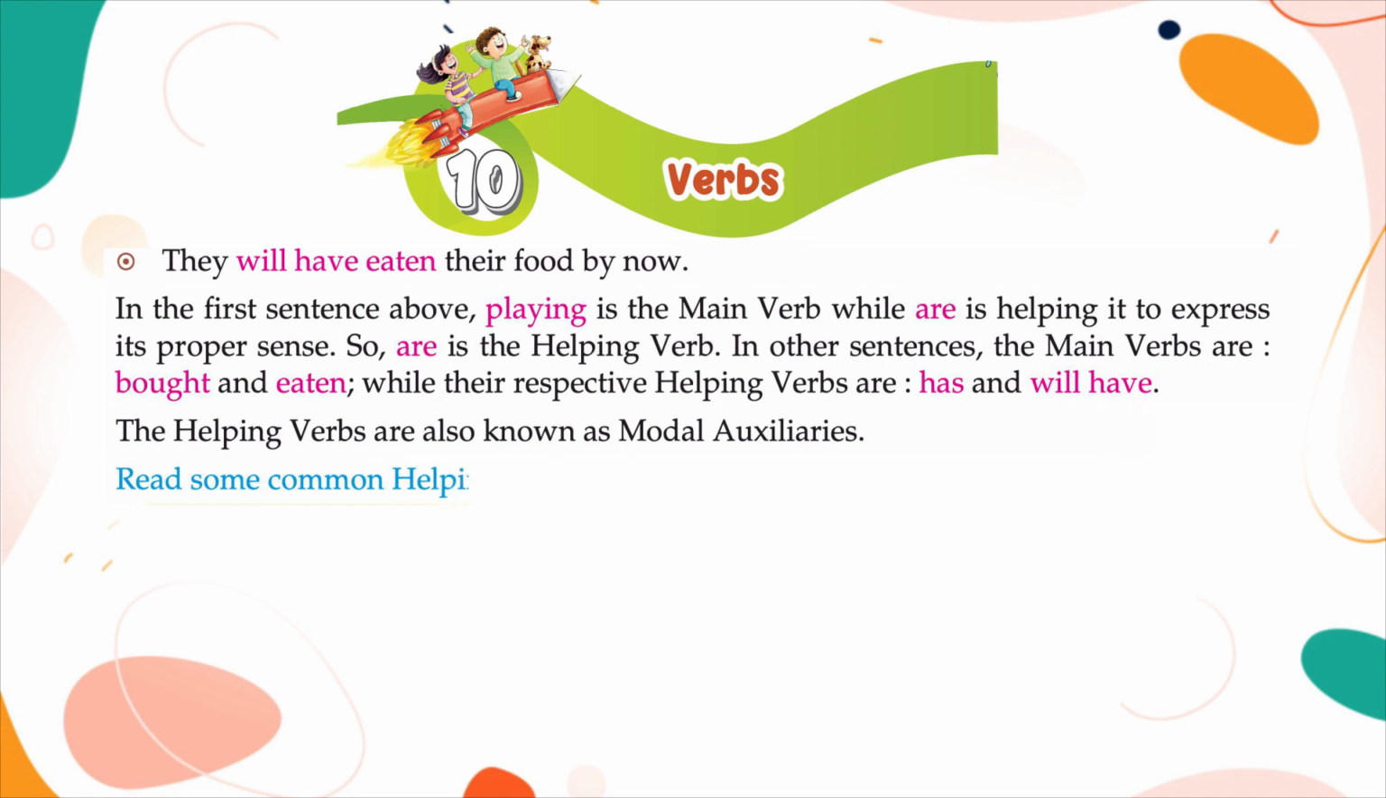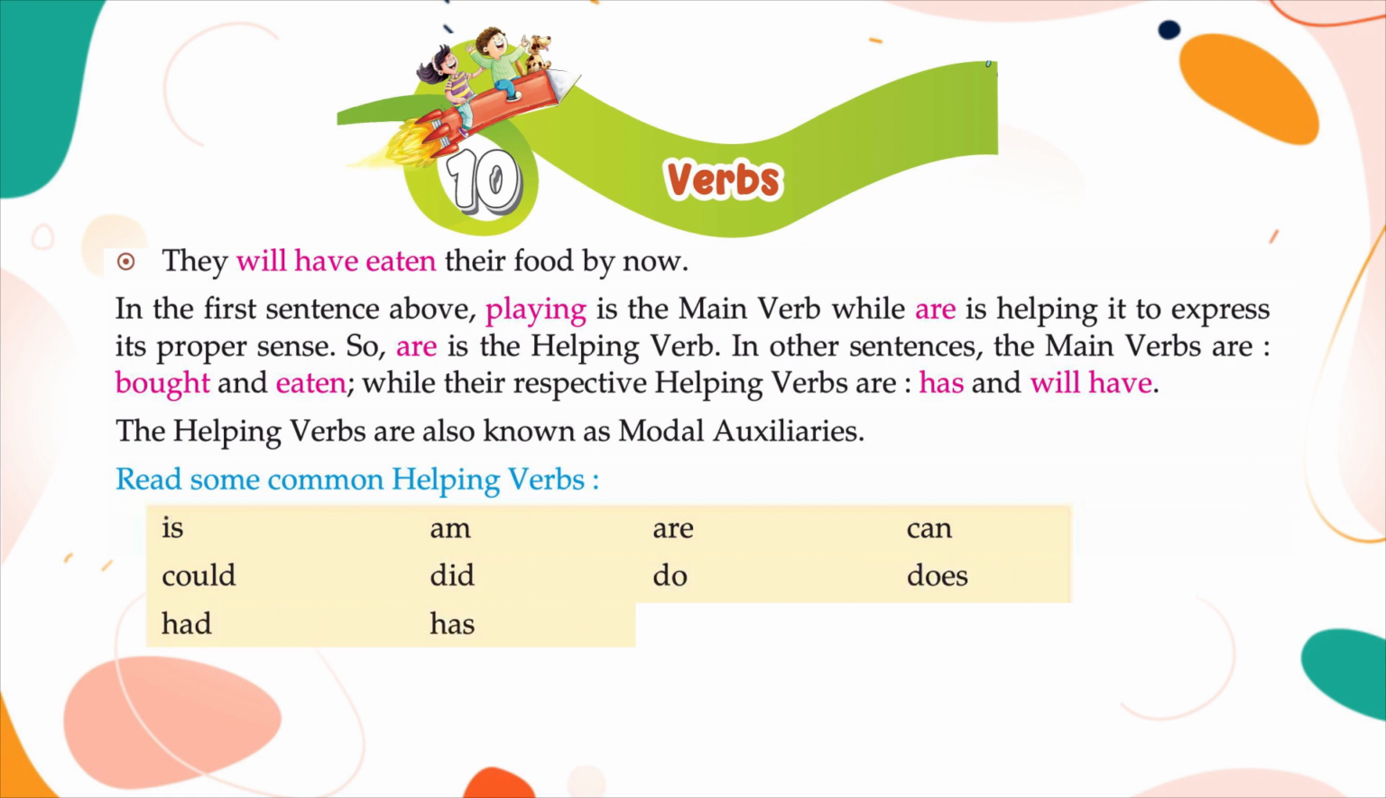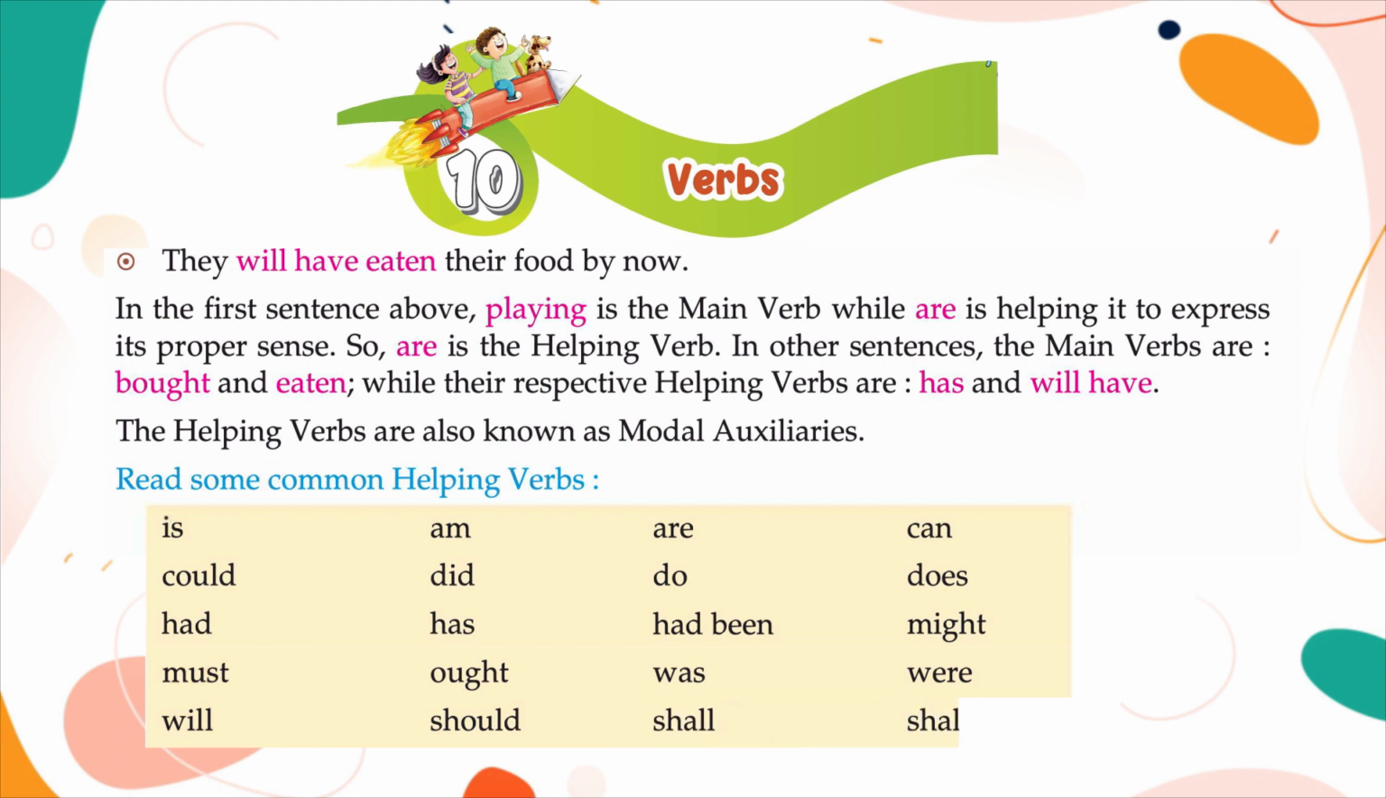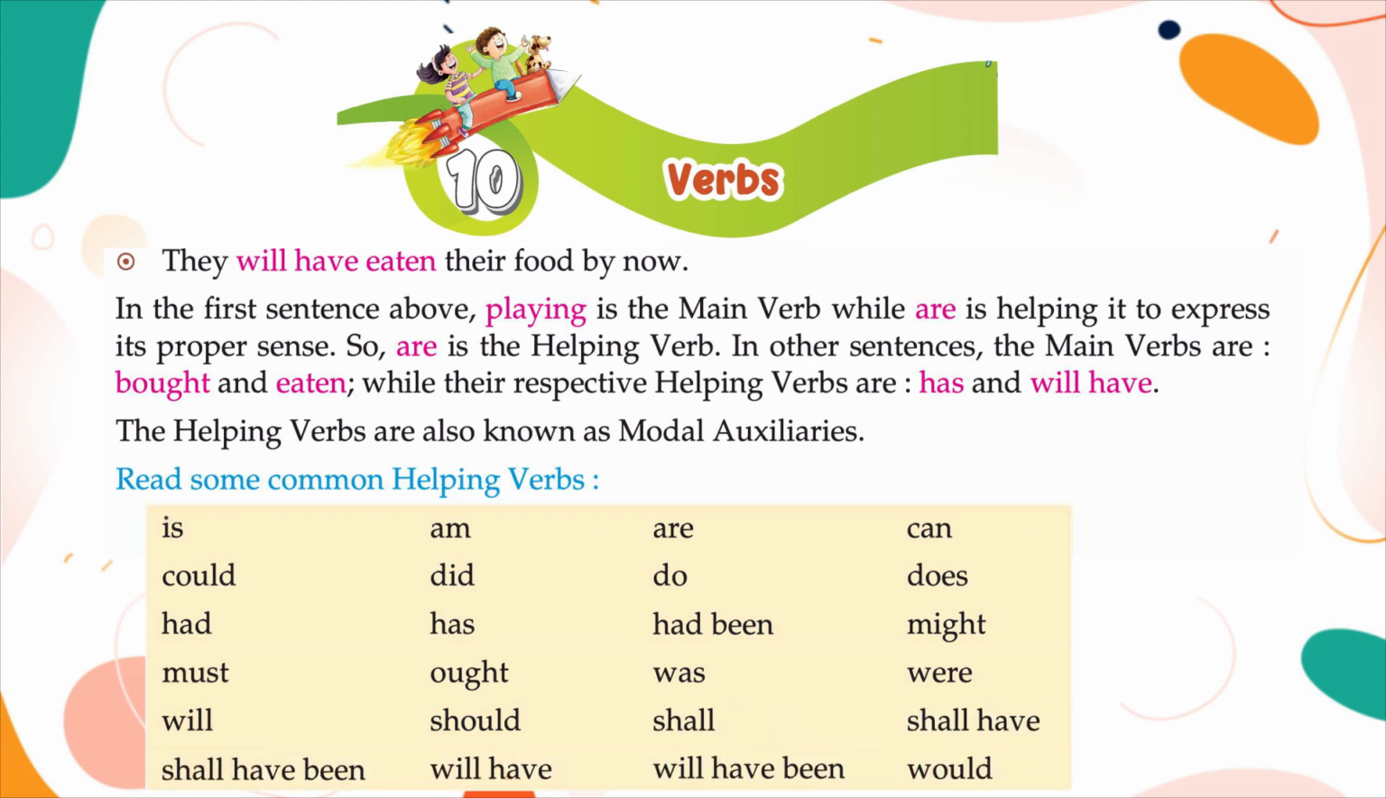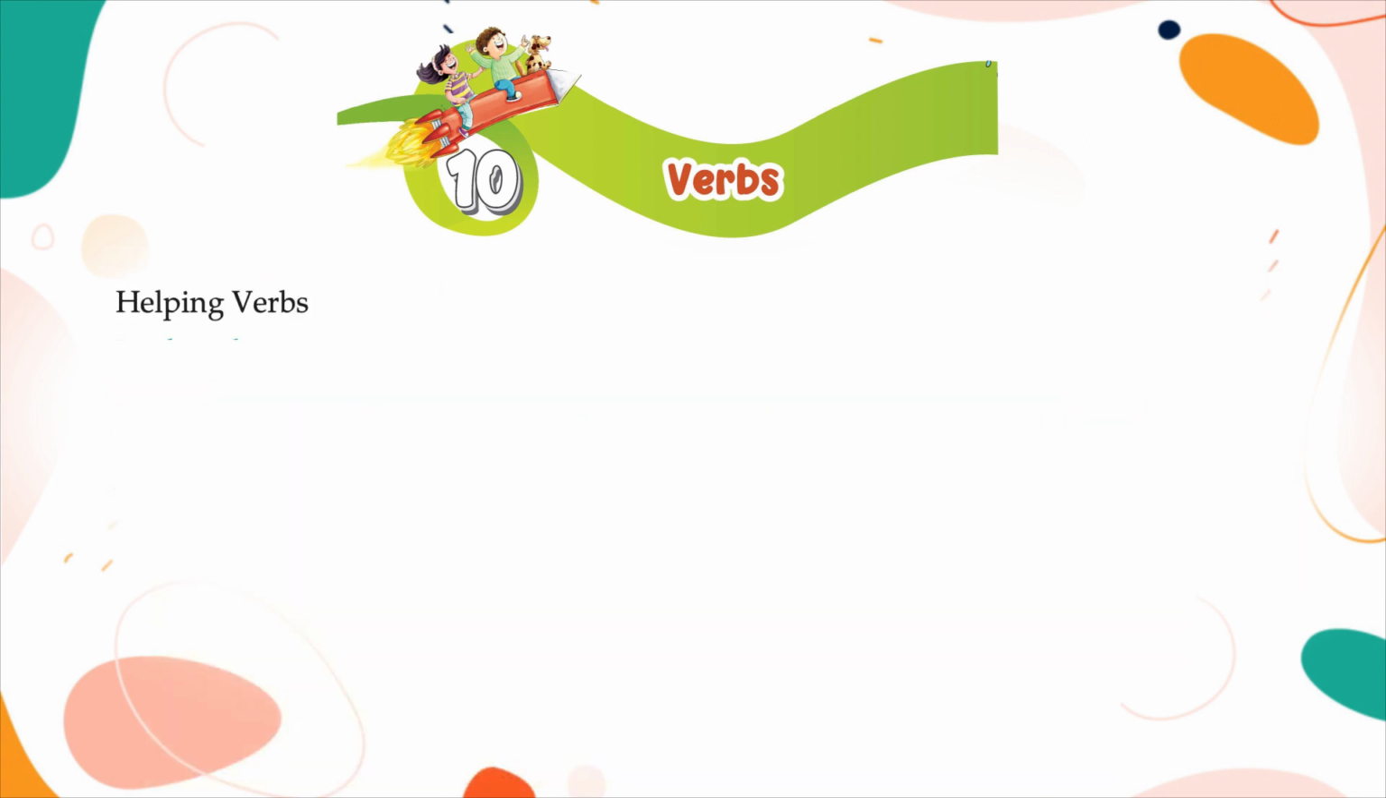Read some common helping verbs. Is, am, are, can, could, did, do, does, had, has, had been, might, must, ought, was, will, should, shall have been, will have been, would. Helping verbs help to form interrogative sentences.